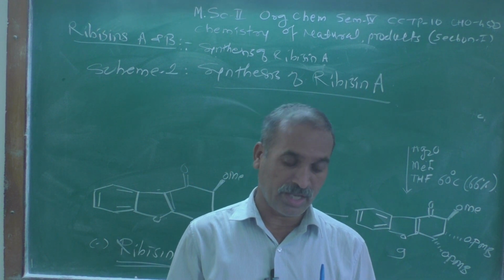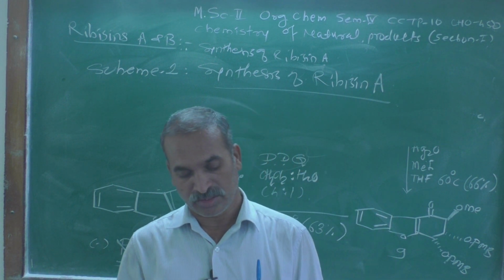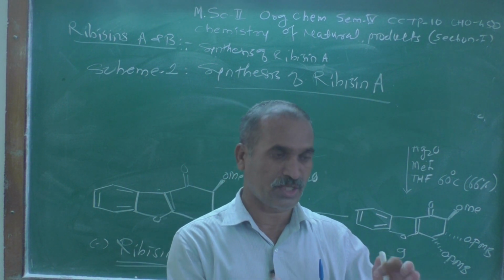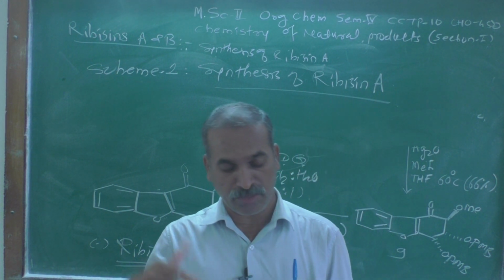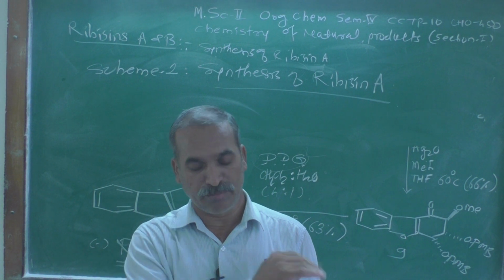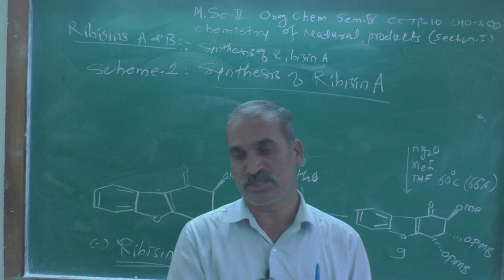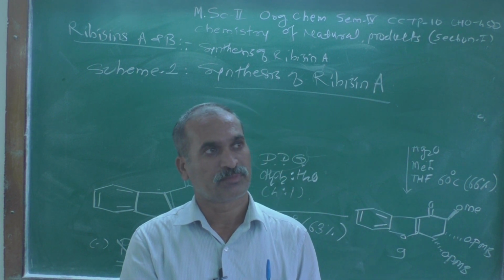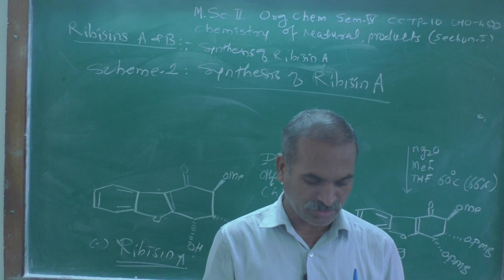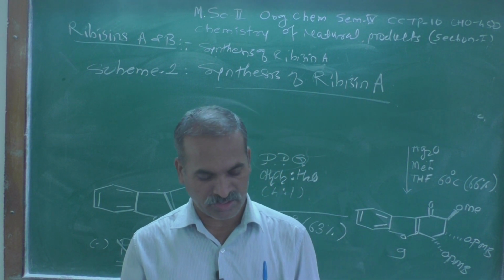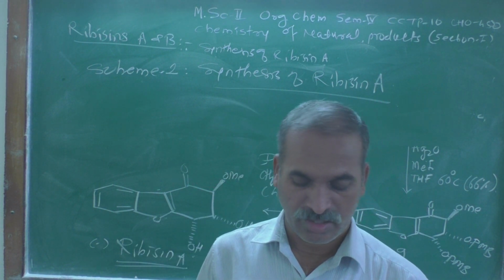In the next lecture we are going to discuss the remaining synthesis, how to synthesize ribosine B, starting from structure number 3, which we already discussed during the synthesis of ribosine A, and starting from that 3 we are going to synthesize ribosine B in our next lecture.